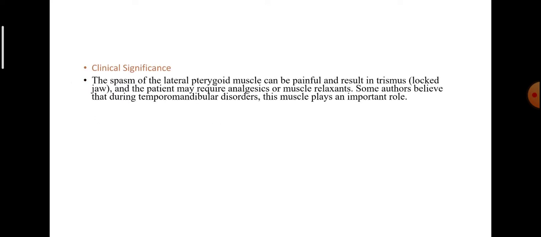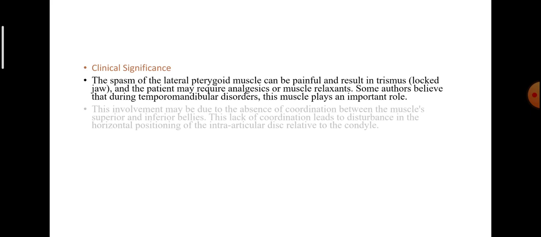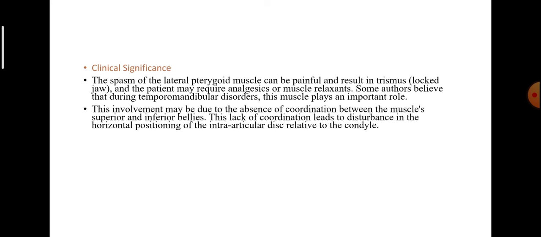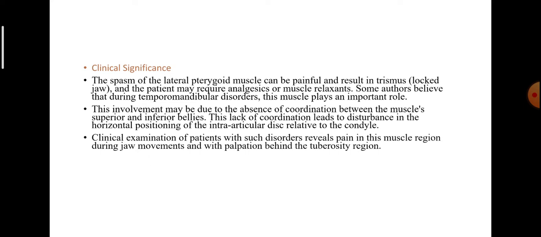Significance. The spasm of the lateral pterygoid muscle can be painful and result in trismus, also called locked jaw, and the patient may require analgesics or muscle relaxants. Some authors believe that during temporomandibular disorders, this muscle plays an important role. This involvement may be due to the absence of coordination between the muscle's superior and inferior bellies. This lack of coordination leads to disturbance in the horizontal positioning of the intra-articular disc relative to the condyle.